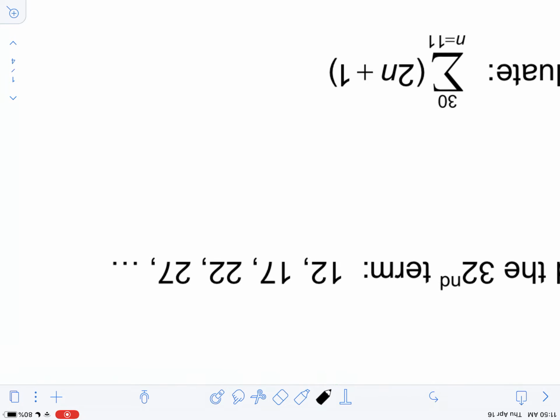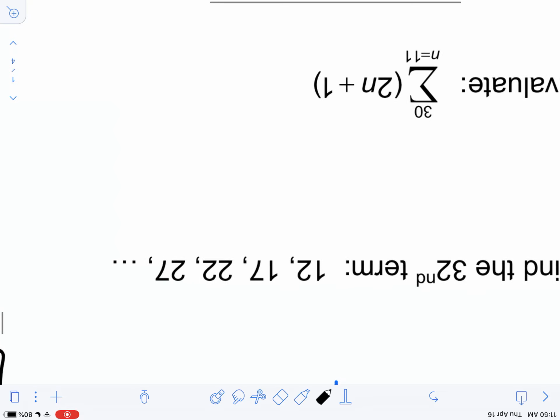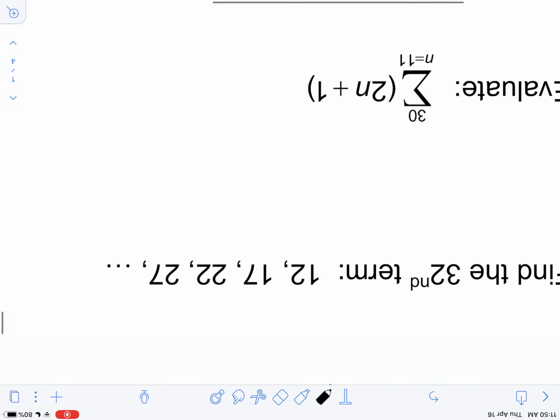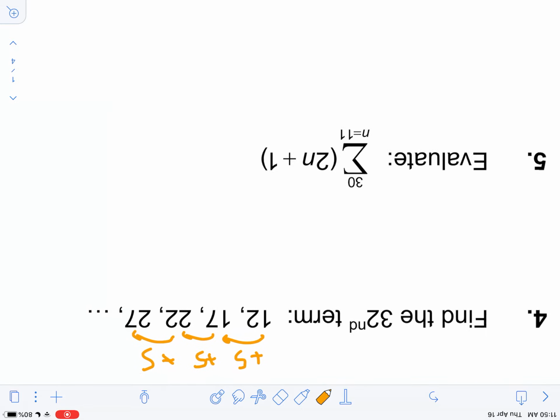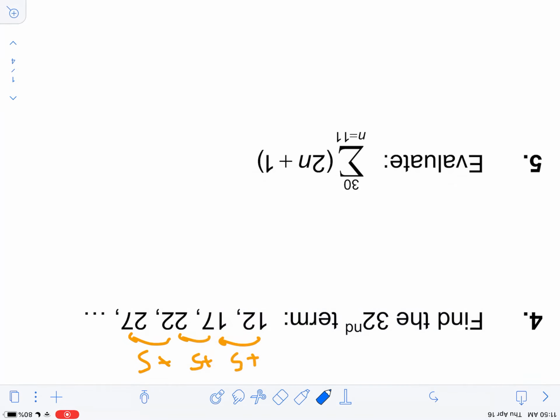Finding the 32nd term. Well, remember the key question you're going to ask yourself on every problem is arithmetic, geometric, or neither. So try to figure out how you're getting from one term to the next. In this case, I'm seeing plus 5, plus 5, plus 5. So that tells us arithmetic. And so now we have a formula for terms. We have a formula for sums. This one is only asking for a term.